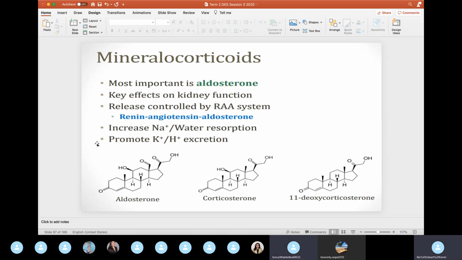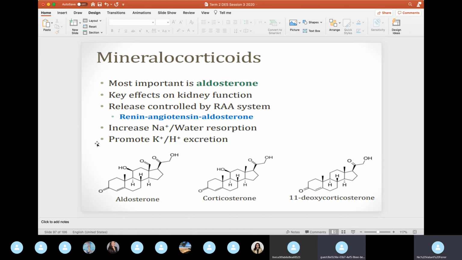Angiotensin 2 induces the production of your aldosterone. Where does aldosterone act on the nephron? The DCT. DCT, excellent. Distal convoluted tubule. What does it do in the DCT? V2 receptors and increase in aquaporins.